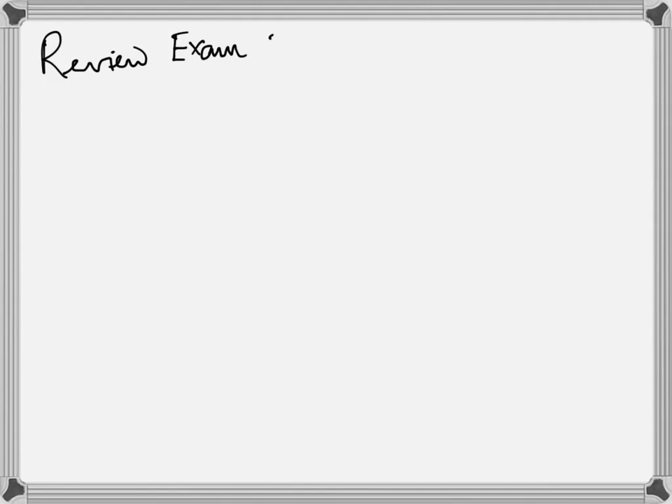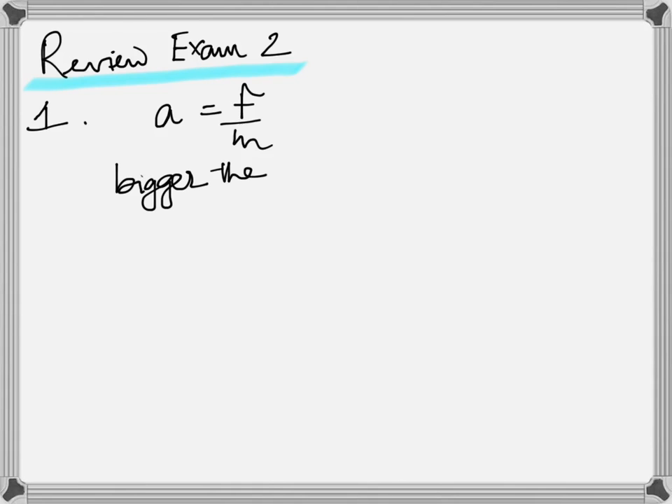Question 1. What's the formula that you use for number 1? Acceleration is force divided by mass. So if the mass is bigger, then the acceleration is going to be smaller, right?